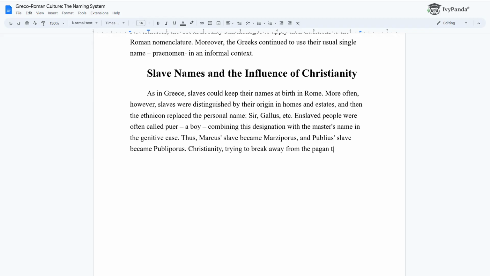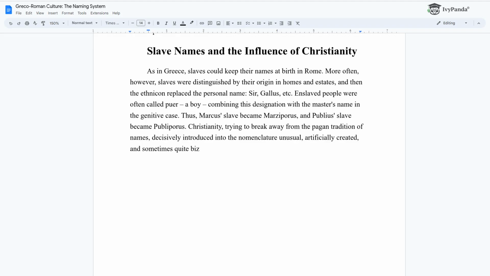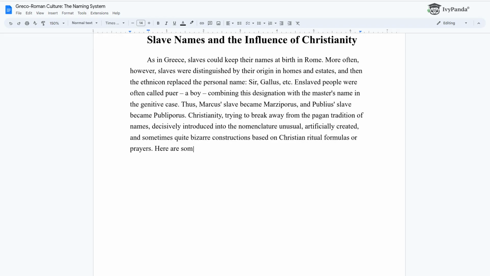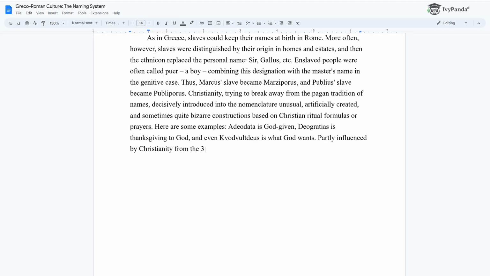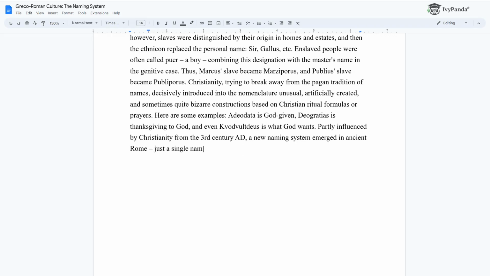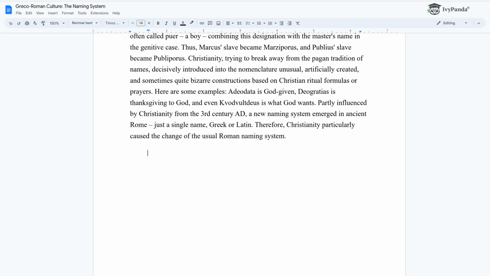Christianity, trying to break away from the pagan tradition of names, decisively introduced into the nomenclature unusual, artificially created, and sometimes quite bizarre constructions based on Christian ritual formulas or prayers. Here are some examples. Adeodatus is God-given, Deo Gratias is thanksgiving to God, and even Quodvultdeus is what God wants. Partly influenced by Christianity from the 3rd century AD, a new naming system emerged in ancient Rome, just a single name, Greek or Latin. Therefore, Christianity particularly caused the change of the usual Roman naming system.